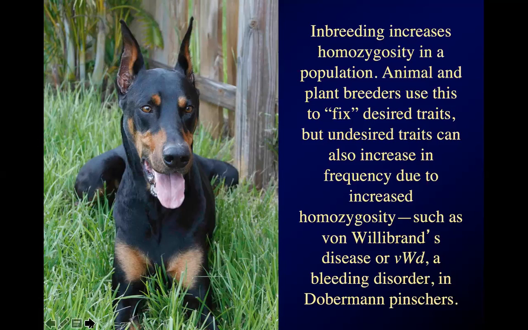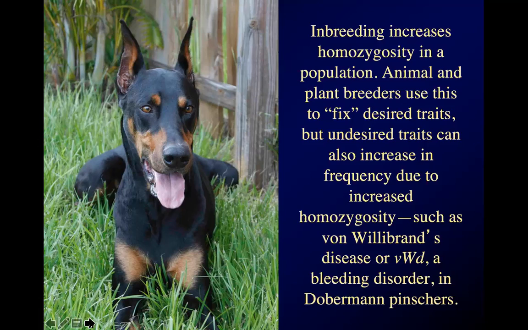This is why in domestic dogs, inbreeding causes an increase in desirable trait homozygosity, but undesired traits can also increase in frequency because of increased homozygosity. This is why just about every domestic dog breed has some kind of genetic problem that tends to be common in it. Doberman pinschers are susceptible to getting a bleeding disorder called von Willebrand's disease. Dalmatians are prone to deafness.